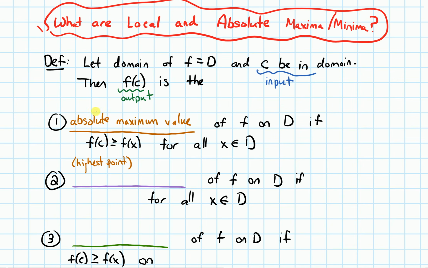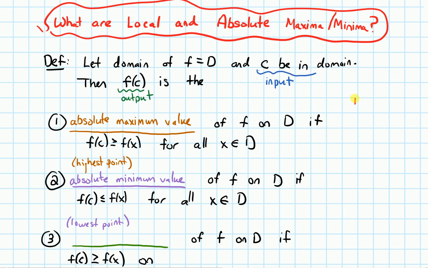All right, so next let's define an absolute min value. So we say that our output f of c is the absolute minimum value of our function on the domain D. Intuitively, we want this to be the lowest point on the graph. And the condition we need for this is that f of c has to be less than or equal to f of x for all x in the domain. So this is saying that the output, when you plug c in, that value, f of c, needs to be less than or equal to any possible output that we could have. All right, so those are the definitions of absolute max and absolute min.